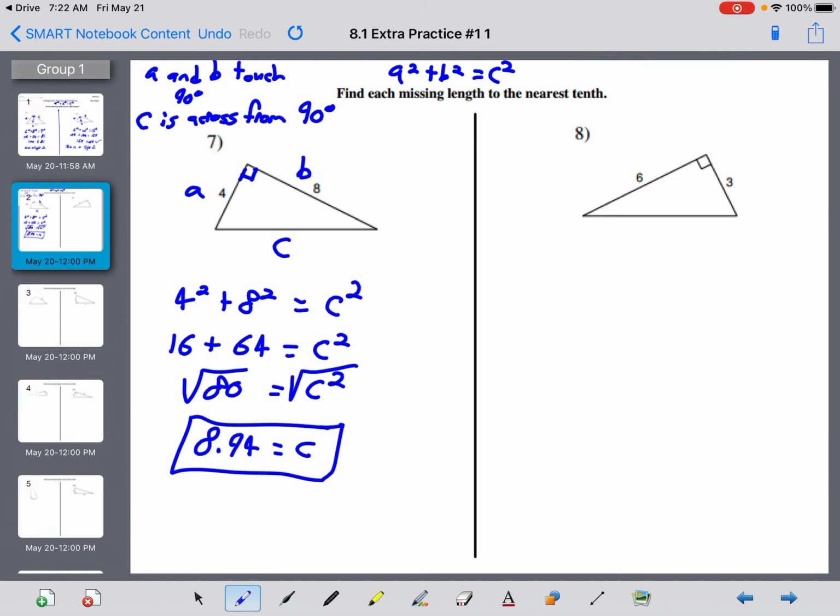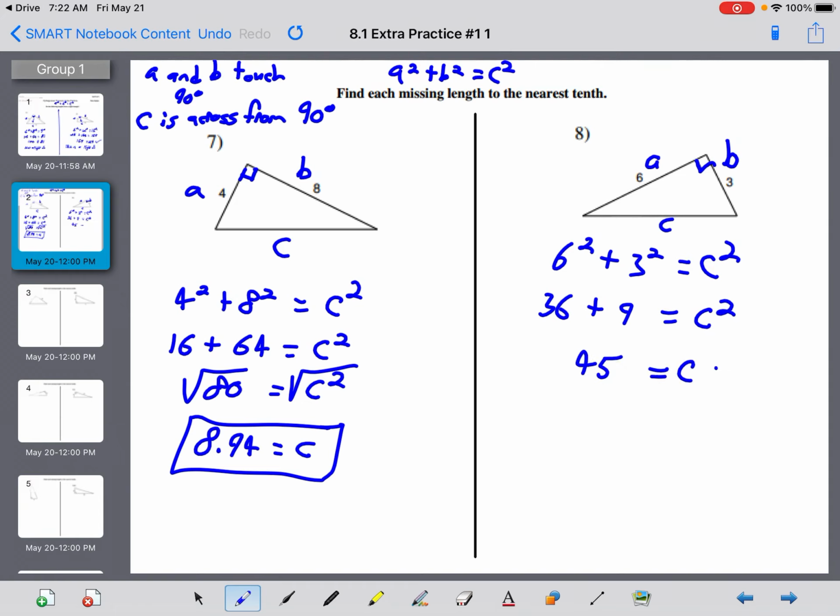Okay, for this example again, 6 and 3 are both touching, so this is A and B, so 6 squared plus 3 squared equals C squared, because again, we do not have C. 6 squared is 36, 3 squared is 9, and 36 plus 9 makes 45. Take the square root, and C equals the square root of 45, which is about 6.70.